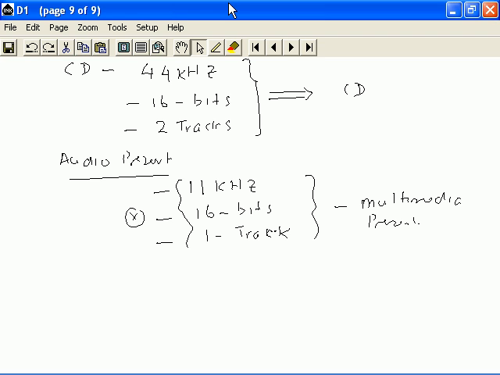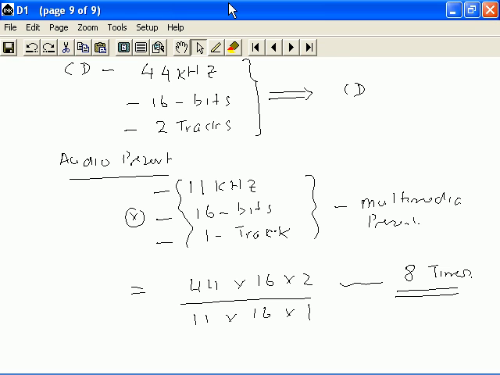How much less? We can compute that as follows. For the CD, we require 44 times 6 times 2 divided by 11 times 6 times 1, that is about 8 times. In other words, the audio that is being recorded now requires 8 times less storage and bandwidth compared to the audio recording that we would normally use to produce CD quality audio.